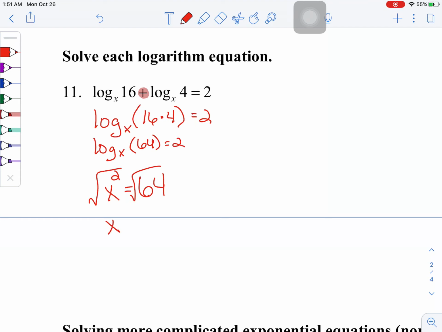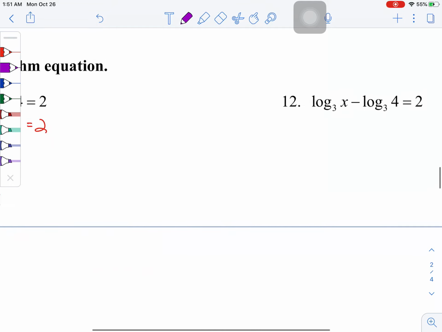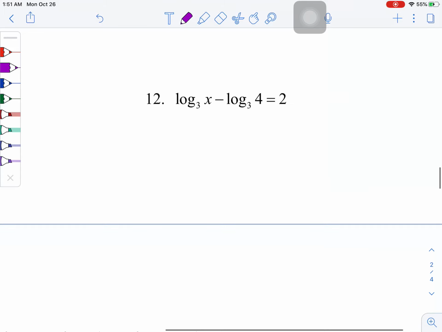So I want to solve this. I'm going to go ahead and take the square root of both sides. So x is equal to plus or minus 8, except it's not really plus or minus 8, because it's the base, x can only equal positive 8 for this problem. You can't use the negative 8. It would be an extraneous solution. Okay? All right, so let's take a look at number 12.